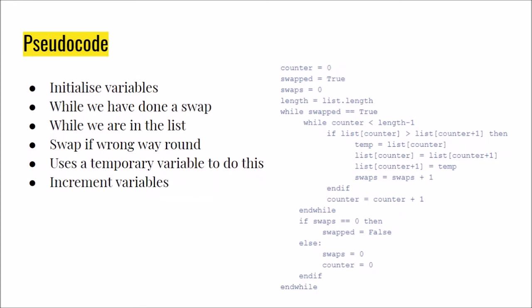And finally, we have those last if and else statements. If swaps equals 0, then swapped equals false. That just means we've gone through the list and we haven't made any swaps. And then we have an else just making it equal to 0.